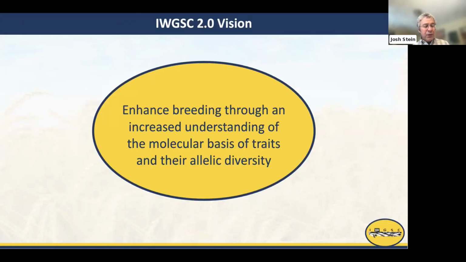As most of you know, the IWGSC was instrumental in the production and release of the first bread wheat reference sequence in 2018. Our mission since that time is to develop additional tools and resources to enhance breeding through an increased understanding of the molecular basis of traits and their allelic diversity.